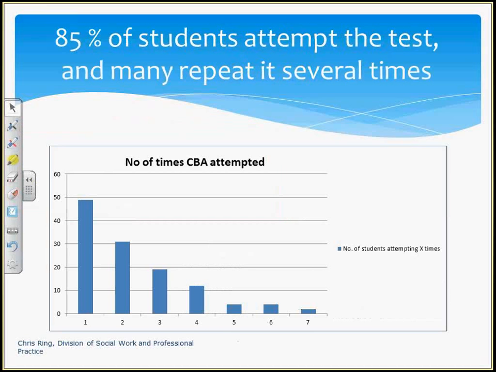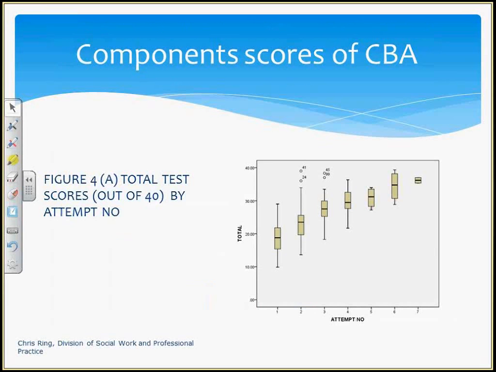This is a cohort of 60 students, and we see that about 85% of them have attempted it at least once, and many of them attempt it more than once. A couple of them tried it 7 times. So they must be getting something out of it. One would like to hope that their scores improve as they try it again and again, and indeed they do. If you look at the overall test scores, you see the more times they try, the better they get.